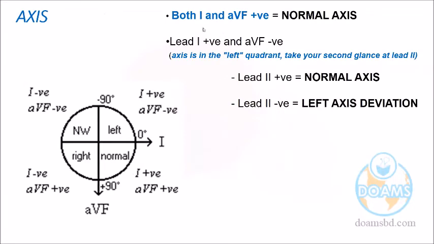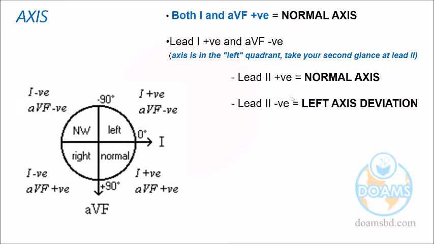Now, a description is here. If both lead 1 and AVF are positive, positive means the R wave is relatively longer than the S depth. When both lead 1 and AVF are positive, it is normal axis. I will show you one normal ECG possible. But if lead 1 is positive and AVF is negative, it will be normal or it could be something different. Left axis deviation could be there.